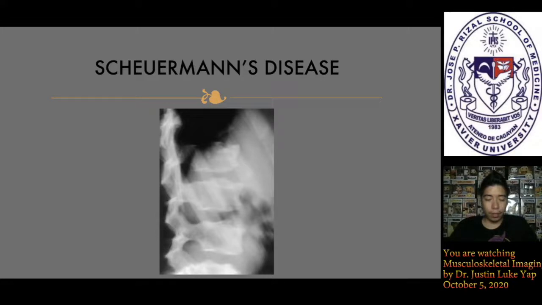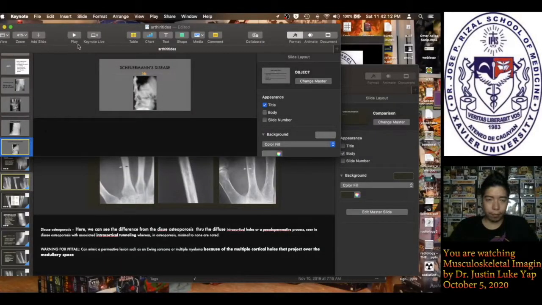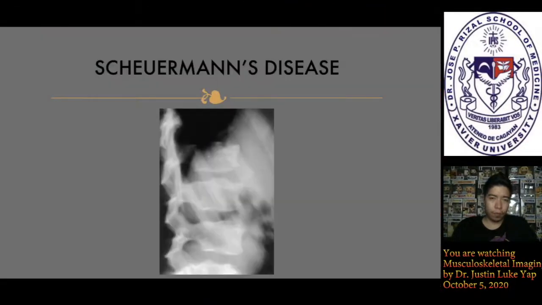Avascular necrosis of the spine is called Scheuermann's disease. Usually it involves the apophyseal rings of the vertebral body. It will manifest as painful kyphosis, and usually there are multiple vertebral involvement. So that's my last example for avascular necrosis.